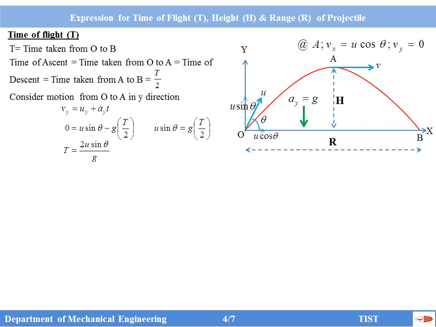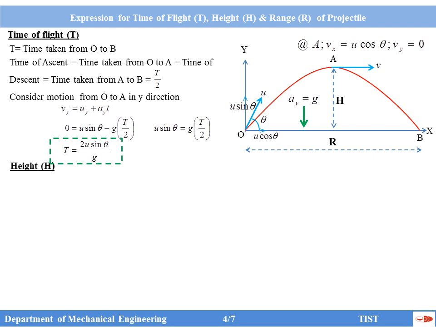Then I will get the equation for time of flight as t equal to 2u sin theta by g. So you should remember this equation. Even if you don't remember the derivation, you should remember the final equation of time of flight, which is 2u sin theta by g. It's very important for doing the problems. 2u sin theta by g is the time of flight, and for half time it is u sin theta by g.